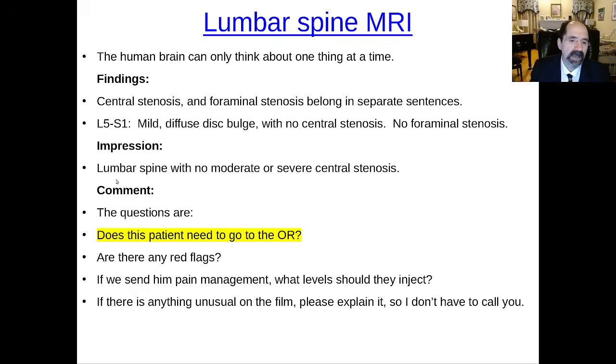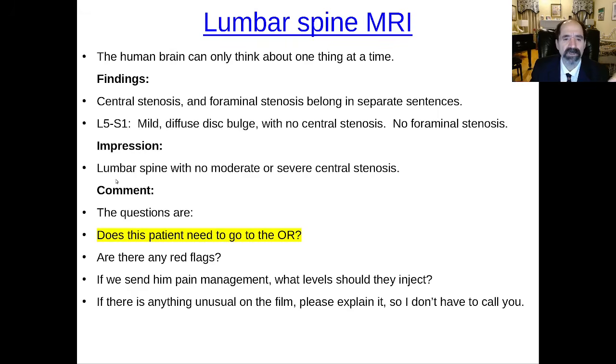Okay, a little bit on spine MRI. Most common thing residents do that kind of annoys me is they'll comment on the central stenosis and the foraminal stenosis in the same sentence. Don't do that. The brain can only think about one thing at a time. You know, the surgeons mostly care about central stenosis. They seldom operate on foraminal stenosis. So mention if there's central stenosis or not, and then separately comment on the foraminal stenosis. They don't belong in the same sentence for the individual levels.